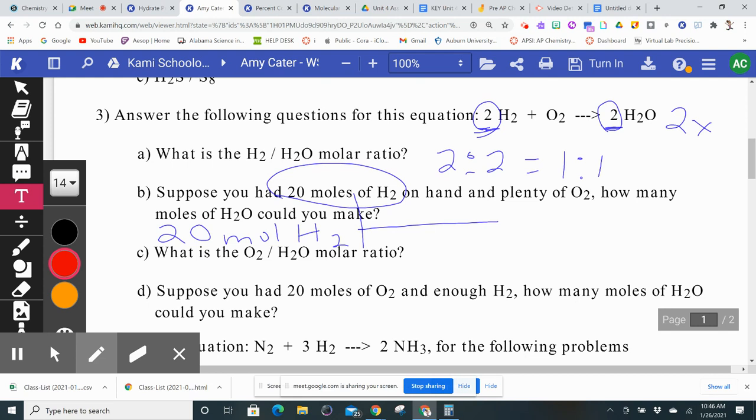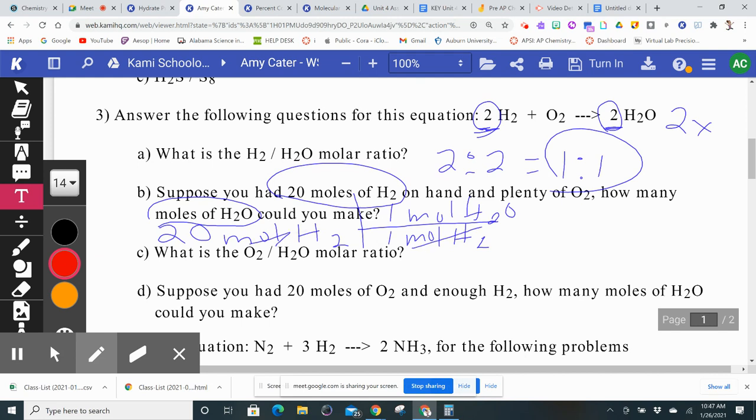What am I asked to find? How many moles? Moles of water. So I need to get rid of moles of H2 and I need to get moles of water. So what am I going to do? Moles of H2 on the bottom. What's going on the top? Moles of H2O. And according to my mole ratio, what numbers do I put in there? 1 and 1.